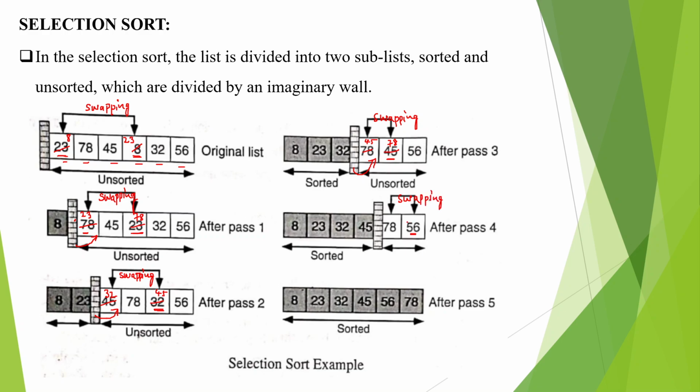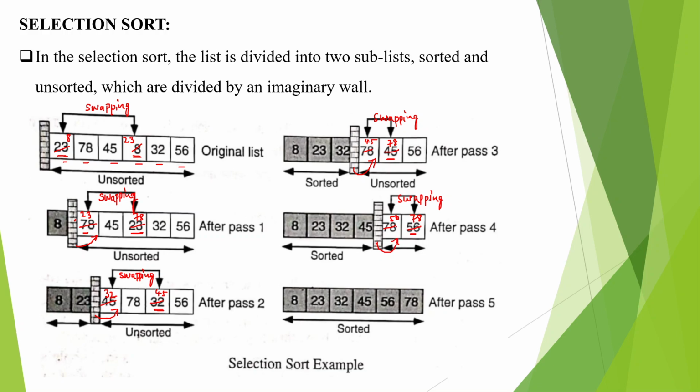So swap it with 56. So 56 will go here, 78 will come here. So 56 will be here, 78 will be here. Now you can see 56 smallest element is at the beginning of the list. Okay, so again, after shifting, move the imaginary wall one step ahead.